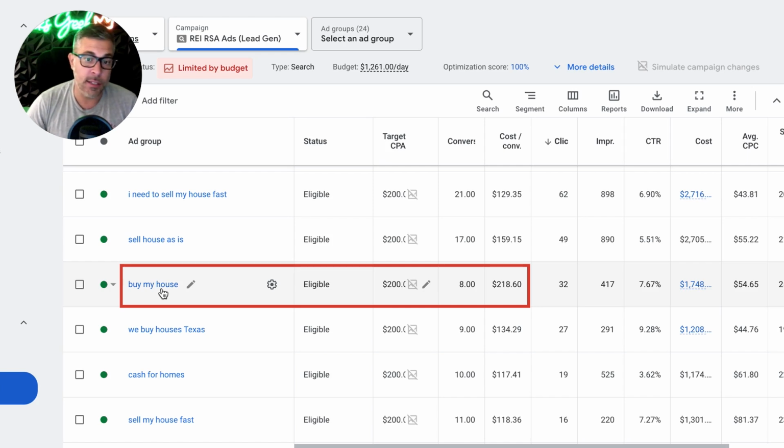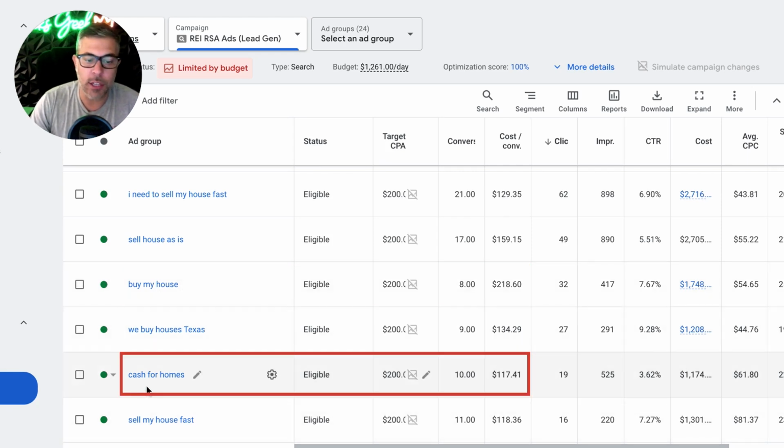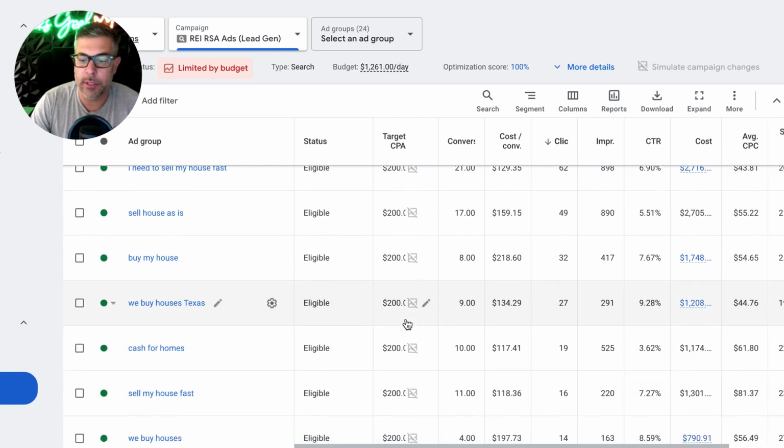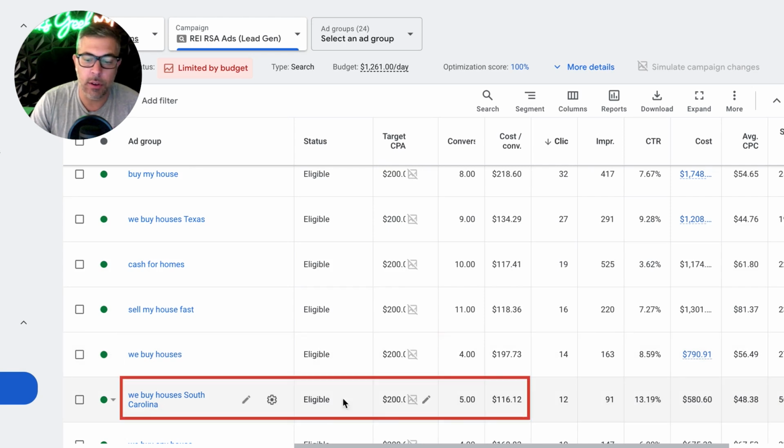Wholesalers are going to see the ad, see that it says it right in there, and they're not going to waste their time clicking it or wasting money doing it. So there's a lot of different things we can do. And it's the same thing with realtors, right? All right, so Buy My House, just be careful with that one. We Buy Houses Texas, Cash for Homes, right? 9 leads, 10 leads. Sell My House Fast, 11 leads. We Buy Houses, 4 leads. We Buy Houses South Carolina, 5 leads.